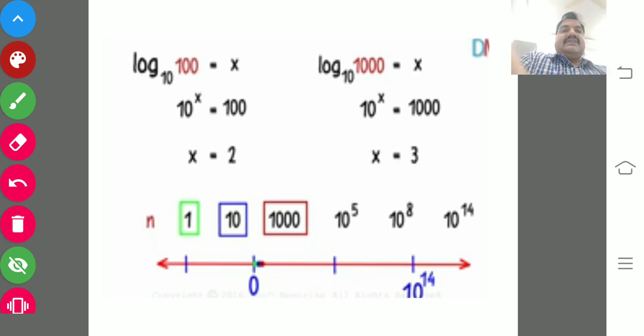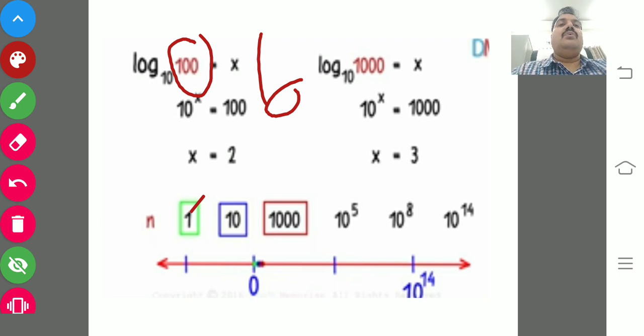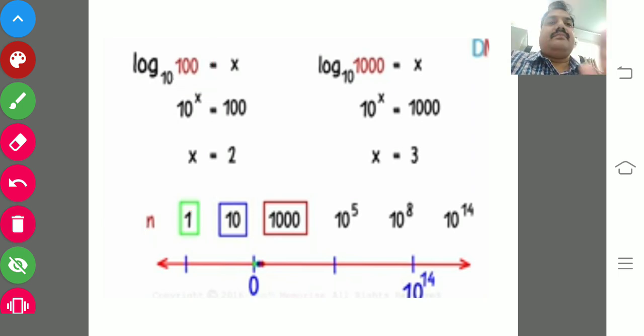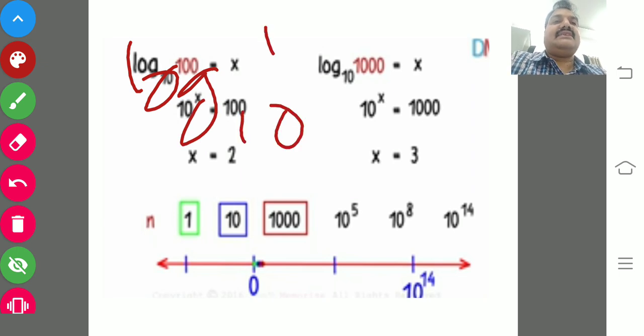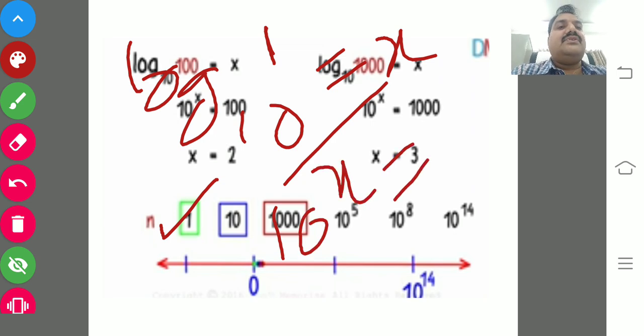Here you just see that the first value is 1. So for the number noted in red, you write log 1 base 10 equals x, because the 1 is here. You just find the value of x. So you know that 10 power x equals 1.